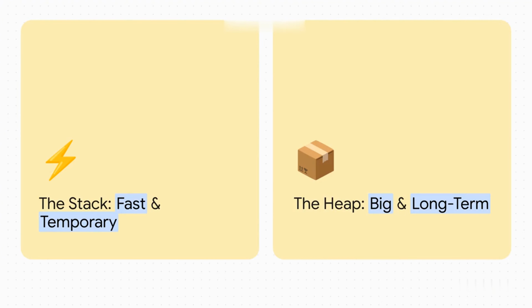Okay, so let's start with a really quick high-level comparison. Think of the stack as the place for all the quick, short-term jobs. It's ridiculously fast and super organized. The heap, on the other hand, that's the giant warehouse for the bigger, more permanent things. It's way more flexible, but yeah, it takes a little more effort to manage. Just keep those two ideas in your head. Fast and temporary versus big and long-term.